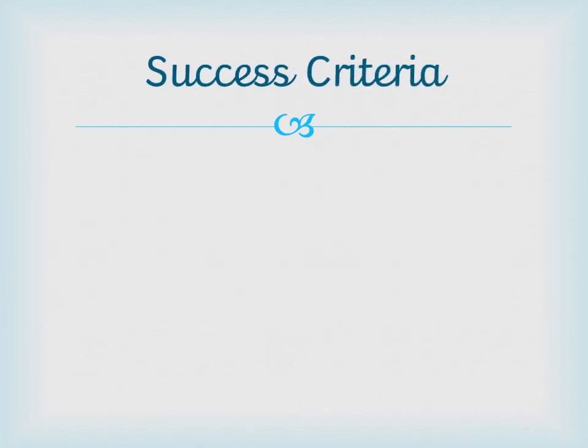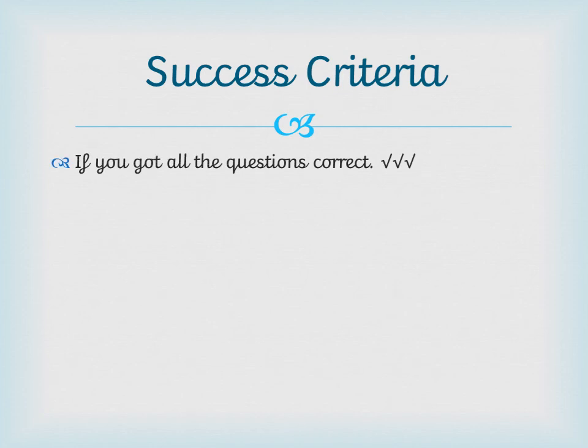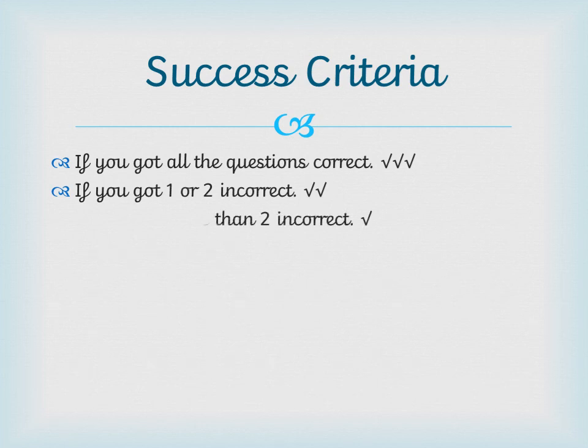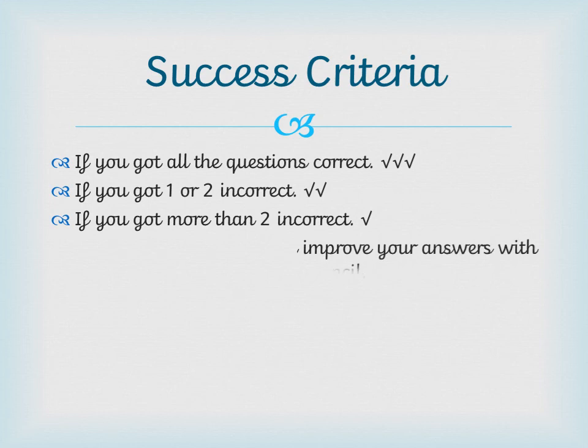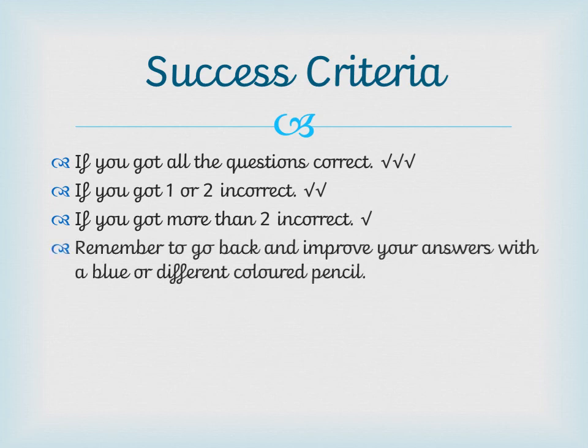So here's our success criteria. Fairly straightforward. If you got all the questions correct, that's three ticks next to the yellow. If you got one or two incorrect, that's two ticks. And if you got more than two incorrect, I'm afraid that's one tick. Make sure that you've improved your answers in a contrasting colour and that you've ticked the ones that you got correct. Okay, there we go. Go back and improve with blue or a different coloured pencil.